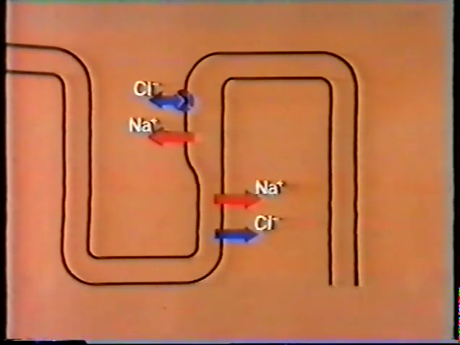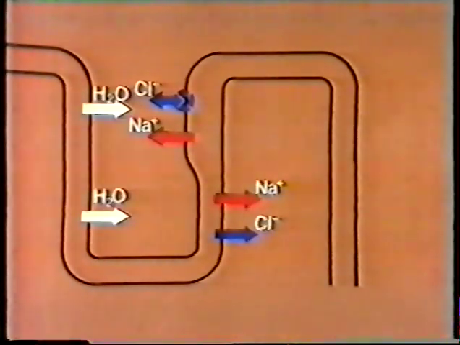Now the ascending limb is almost impermeable to water, but the descending limb is very permeable to water, and because of the increased osmolarity in the medullary tissue between the limbs of the loop, water moves passively out of the descending limb. But the descending limb is not permeable to ions, and a difference of about 200 milliosmoles occurs at any horizontal level between the descending and ascending limbs.